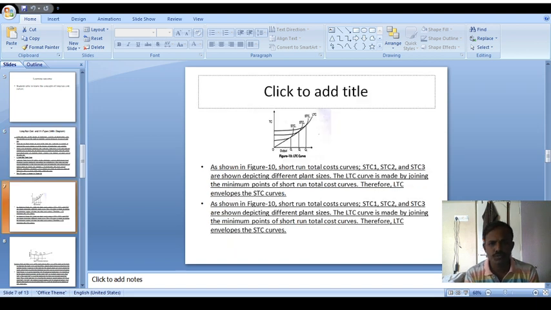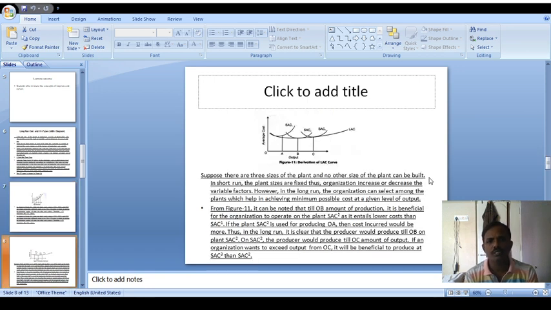Figure 10 shows the long-run cost curve. As shown, short-run total cost curves STC 1, 2, 3 are for different plant sizes. The LTC curve is made by joining the minimum points of the short-run total cost curves. The LTC shows the joining of all the short-run cost curves. As shown in figure 10, short-run cost curves STC 1, 2, 3 show different plant sizes.